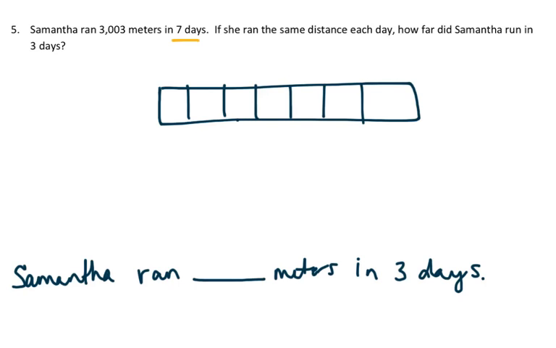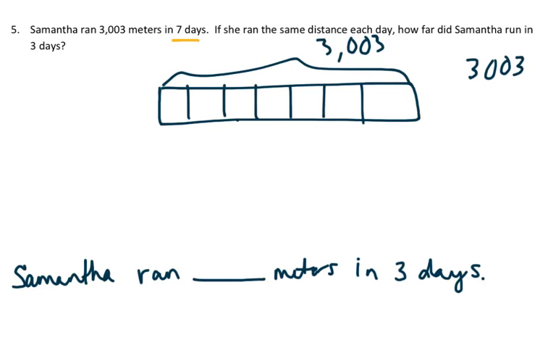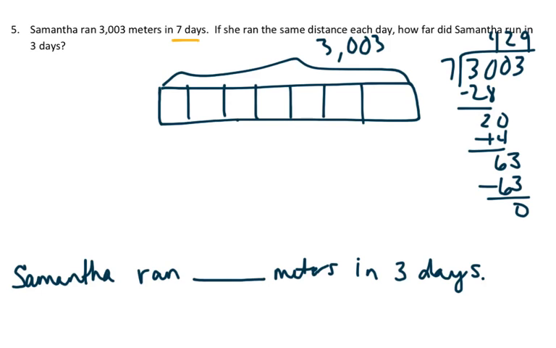1, 2, 3, 4, 5, 6, 7. So I have the 7 units to represent the 7 days, and the total is 3,003. Okay, she runs the same distance each day. How far did she run in 3 days? So we're going to have 3,003, and we're going to divide that by 7. And that divides evenly, so we have a quotient of 429.